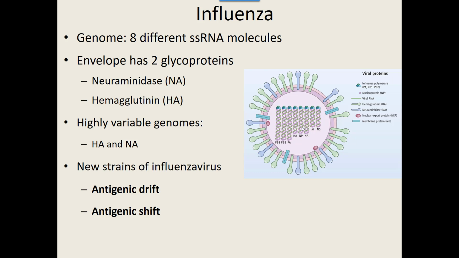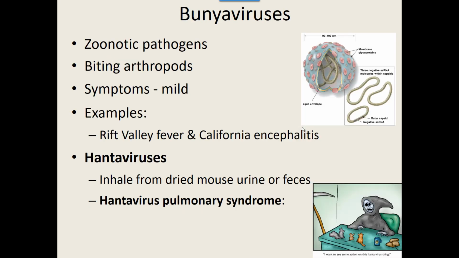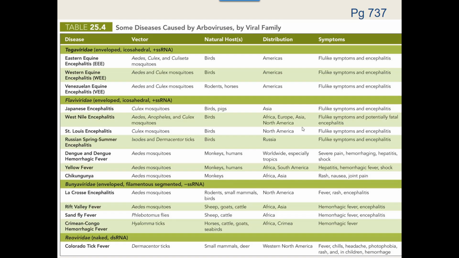Now, our next group are the Bunyaviruses, and a lot of the Bunyaviruses are zoonotic viruses, meaning they infect animals. We pick them up through biting arthropods, like mosquitoes or ticks or biting flies. Most of the symptoms are quite mild, and so usually it's slight, minor flu-like symptoms or minor cold symptoms. However, some can cause more severe cases. There's one that causes what's known as Rift Valley fever, and California encephalitis. Our very own La Crosse strain of encephalitis is a Bunyavirus.